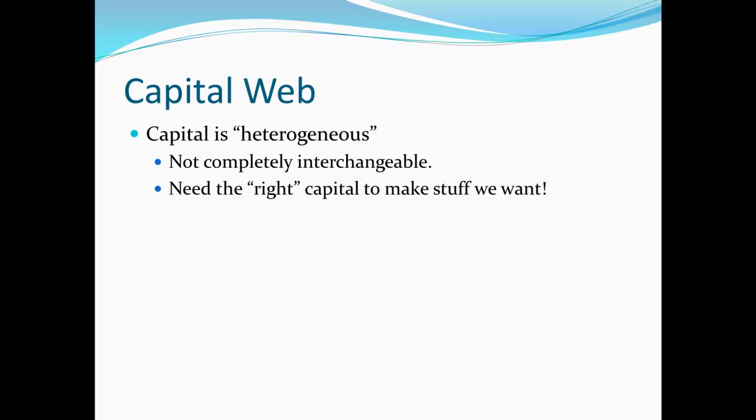Put another way, I can't drive through Burger King and order a BMW. They simply don't have the capital that it would take to make a BMW. So we need the right kind of capital to get the right kind of stuff. Capital and the product that capital produces are very interconnected with one another.